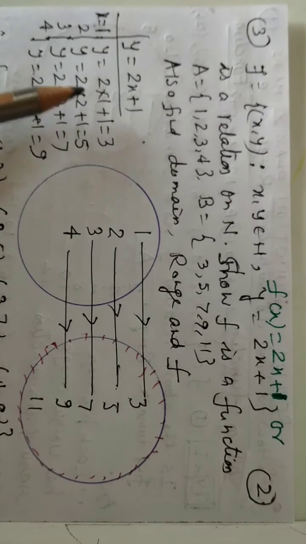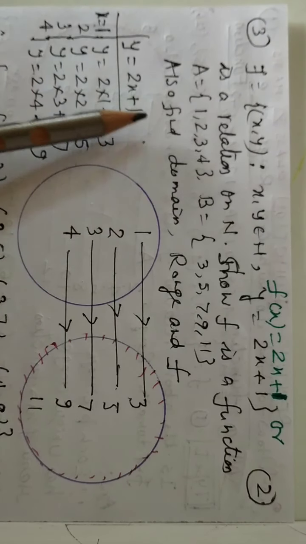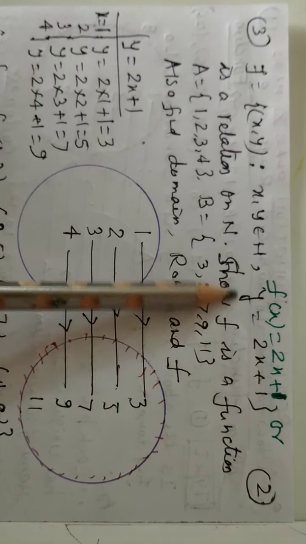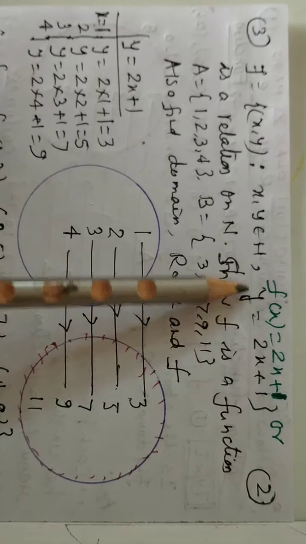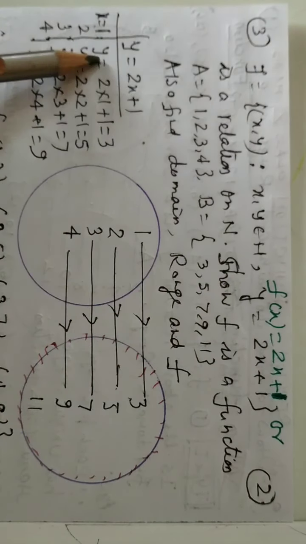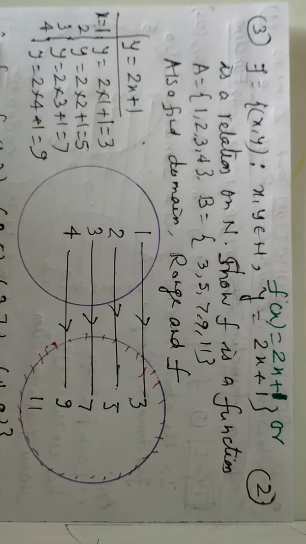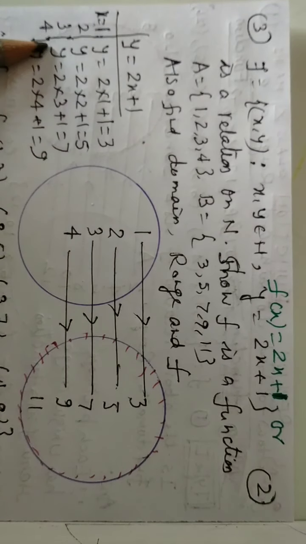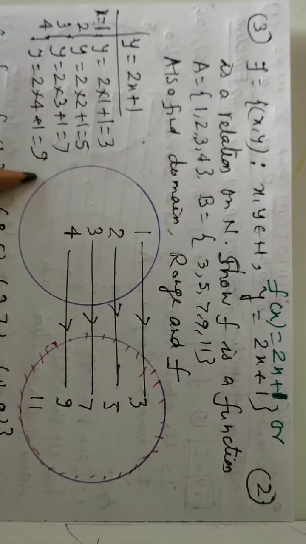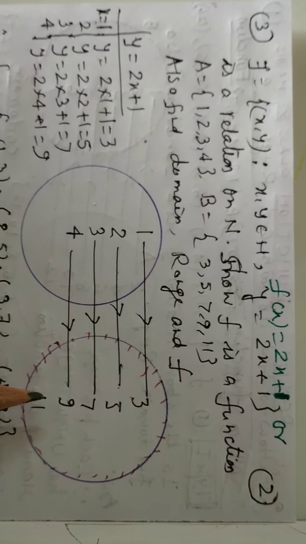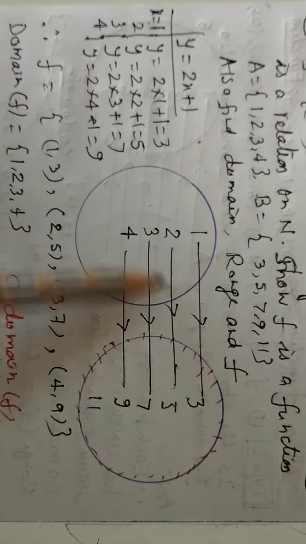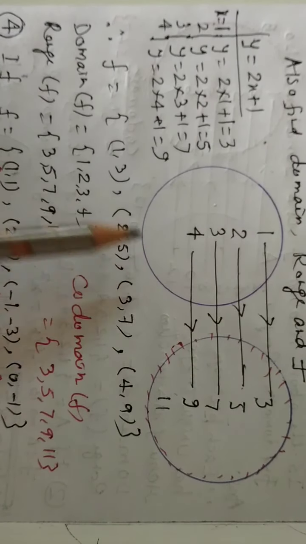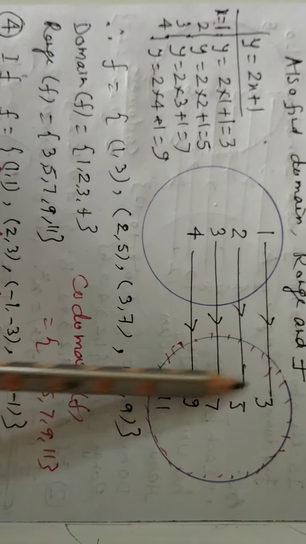Question number 3. Again, two sets A and B are given. The members follow this formula: y is equal to 2x plus 1. Take x is equal to 1, 2, 3, 4 and get the corresponding y. 1 goes to 3, 2 goes to 5, 3 goes to 7, 4 goes to 9 and so on. 11 is unused. So F is equal to (1,3), (2,5), (3,7), (4,9) and the domain is the used elements, the range is the used elements, the codomain is all elements.